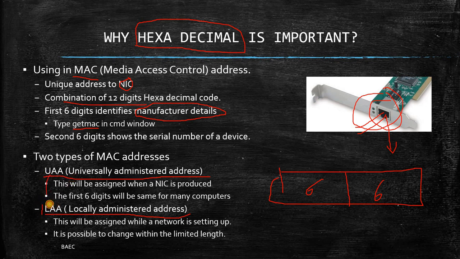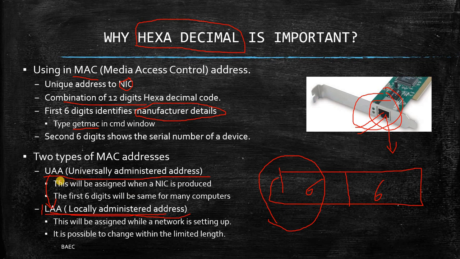The UAA will be transformed to LAA when a computer device is placed in a local area network. Say for example, there are 100 computers in a local area network, and all the computers belong to the same company. In that case, each computer will be allocated a locally administered address. This will be assigned while a network is being set up. Say for example, in your school you may have many computers. In that case, your computers will be allocated locally administered addresses.